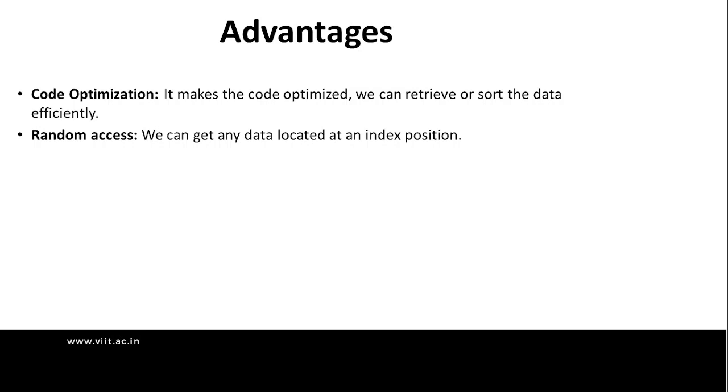Code optimization is possible with the help of arrays. It makes the code optimized. We can retrieve or sort the data efficiently. Random access: we can get any data located at any index position.